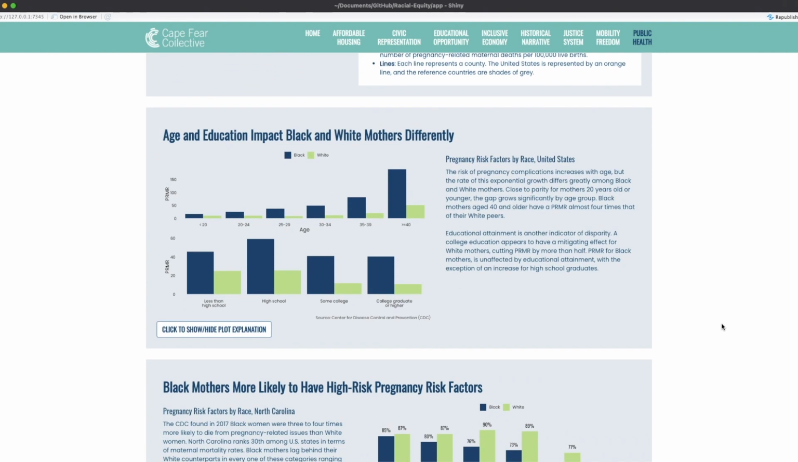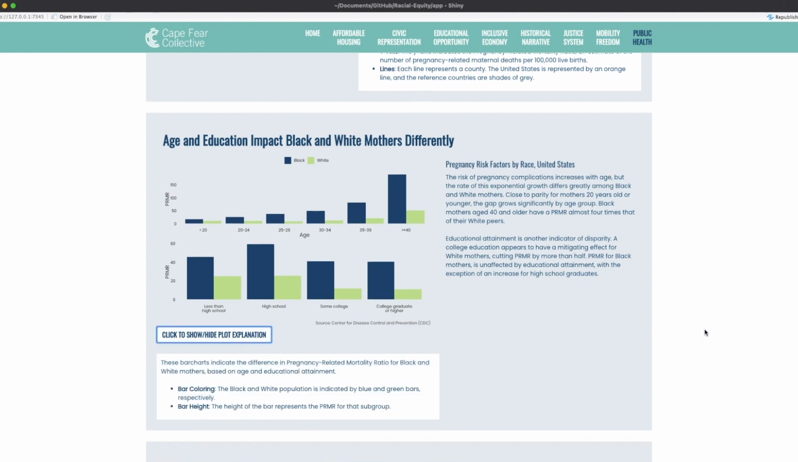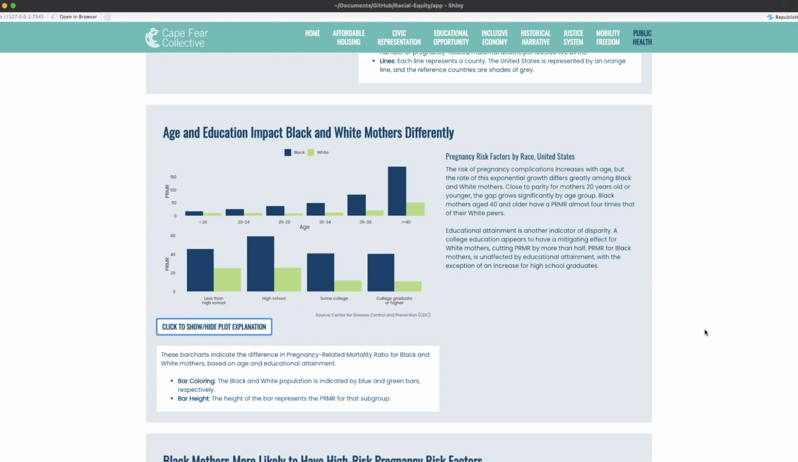We often hear of pregnancy-related complications due to age. For white mothers, this risk becomes apparent around 35 years old. In black mothers, the increase starts much earlier. The resulting gap means black women aged 40 or older have a pregnancy-related mortality ratio almost 4 times that of their white peers.